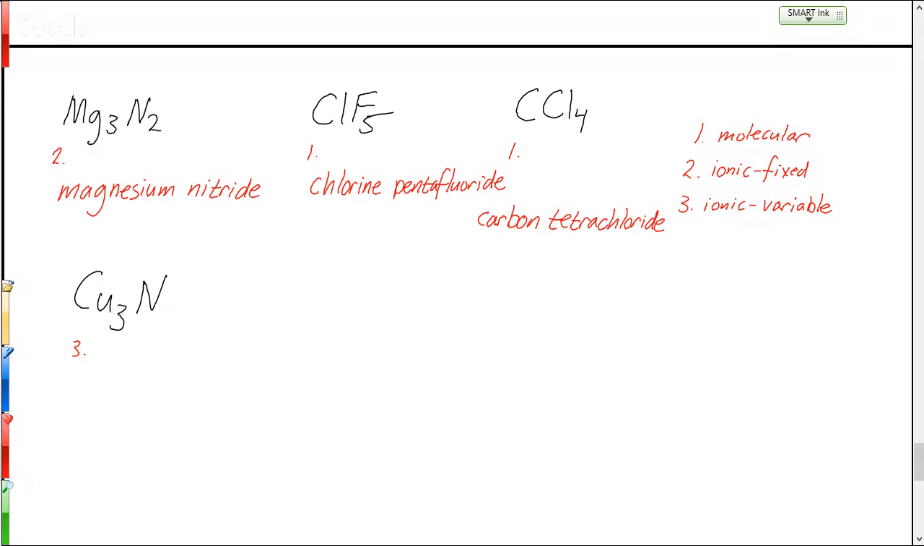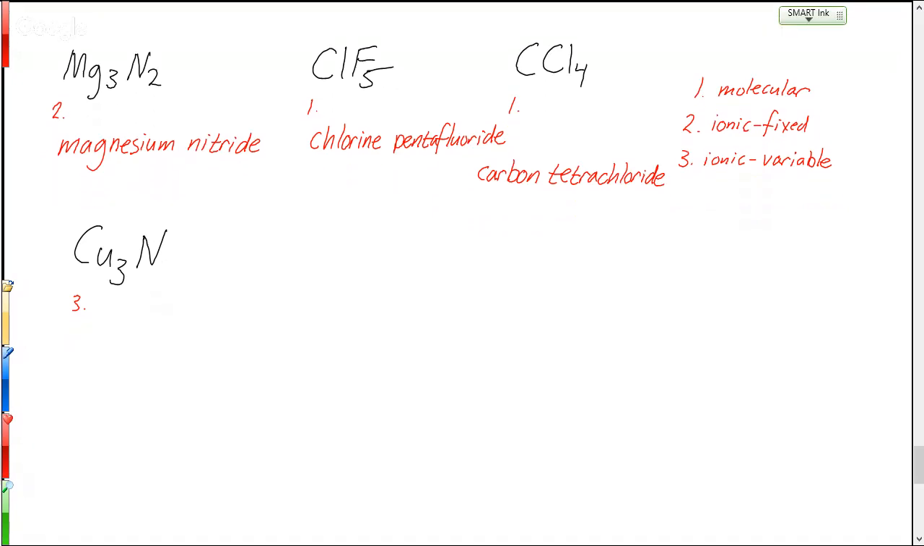Okay. And then the last one, Cu3N. Now this one's going to take a little more work because it's in category 3. So we know that we need to name the 2 ions, but then also have this parentheses. So we've got copper (something) nitride. And we need to figure out the charge on copper so we can put it in the parentheses.